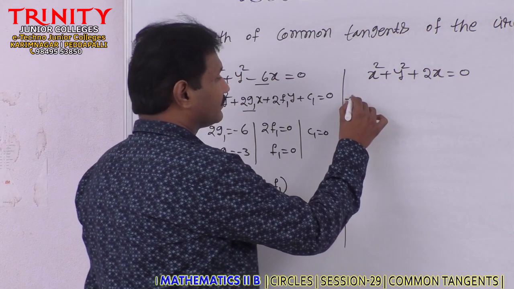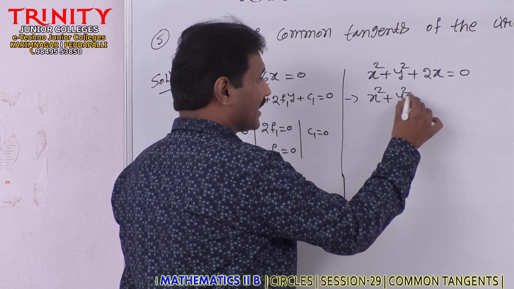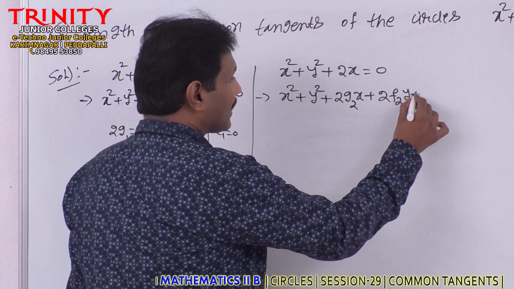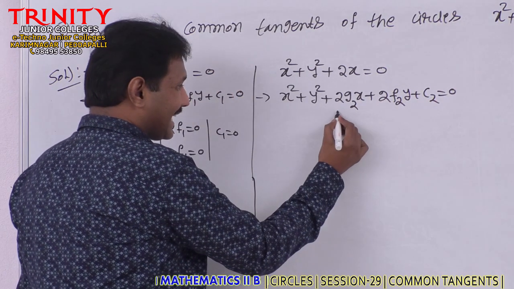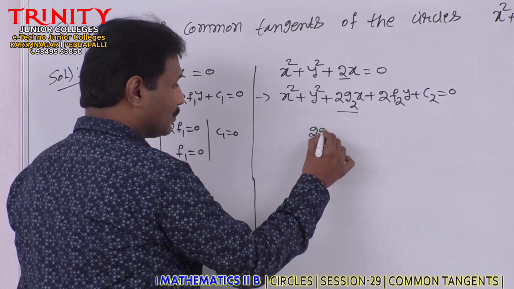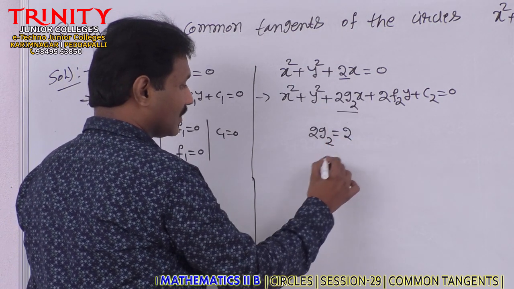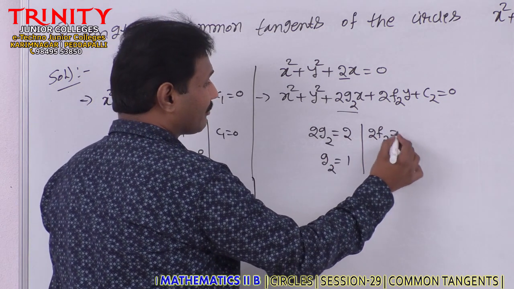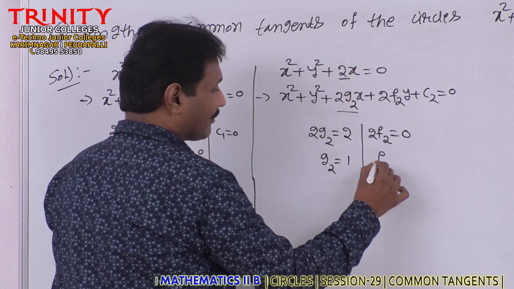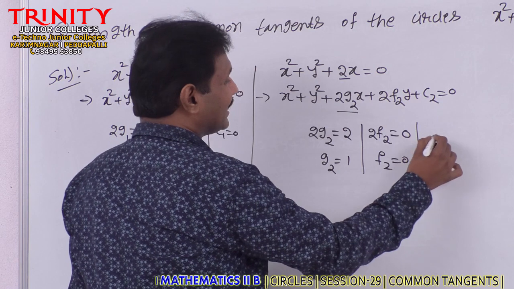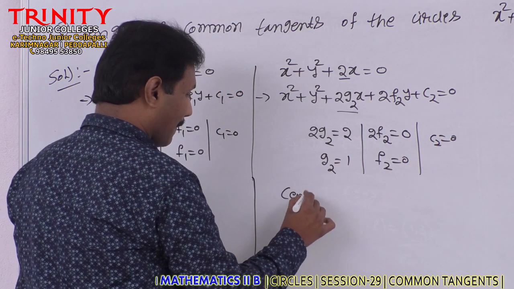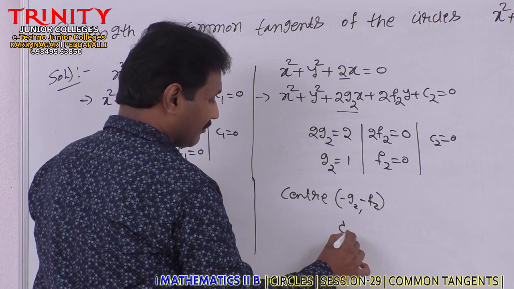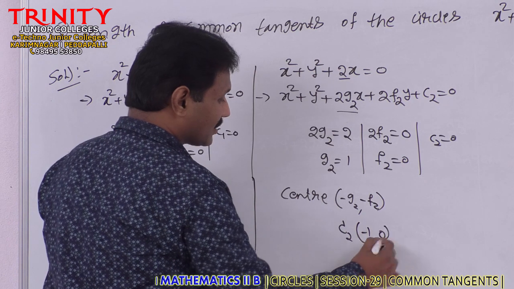The second circle is of the form x² + y² + 2g2x + 2f2y + c2 = 0. Here the x coefficient is 2g2 = 2, so g2 = 1. The y coefficient is 2f2, and it has no y term, so f2 = 0. c2 = 0. The center is (−g2, −f2), therefore c2 is (−1, 0).